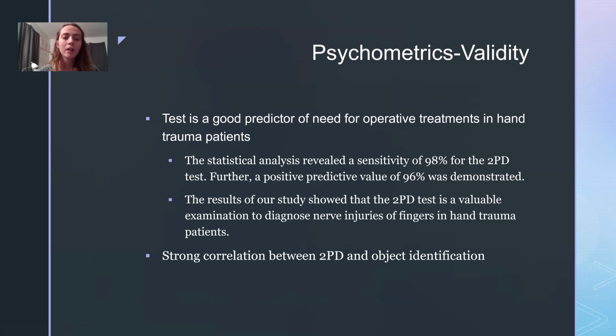And then one other article showed that there was a strong correlation between the 2-point discrimination test and object identification, which is very OT because that is related to function.